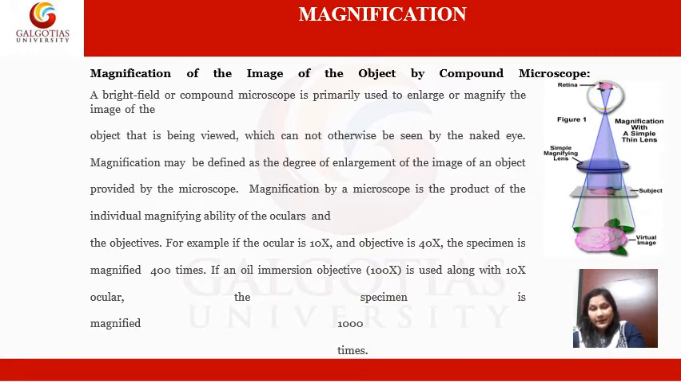Okay, suppose for example, if an oil immersion objective of 100x is used along with the 10x ocular, then the specimen is magnified 1000 times. It means 100x into 10x is equal to 1000x. Okay.